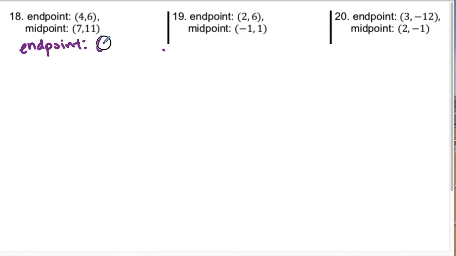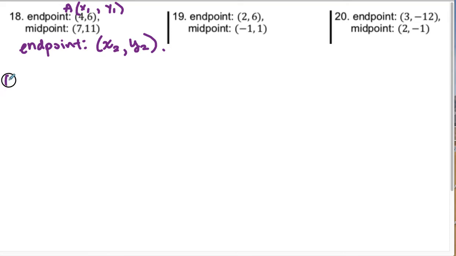So I'm going to label this x sub 2 and y sub 2. We know the following. We know one endpoint is 4, 6. So let's say that is point A. So 4 represents x sub 1 and 6 represents y sub 1. And our midpoint now is 7, 11.